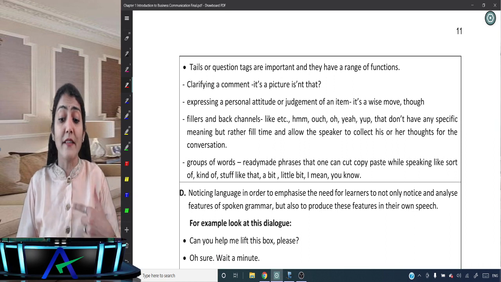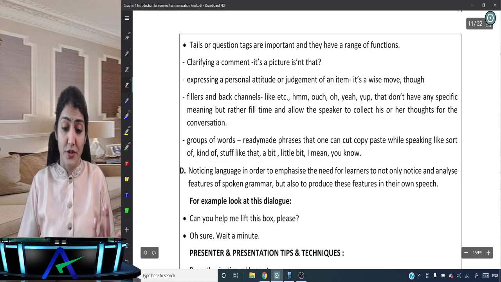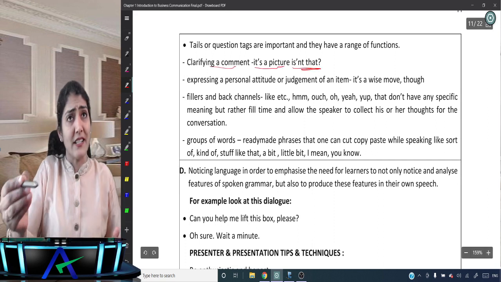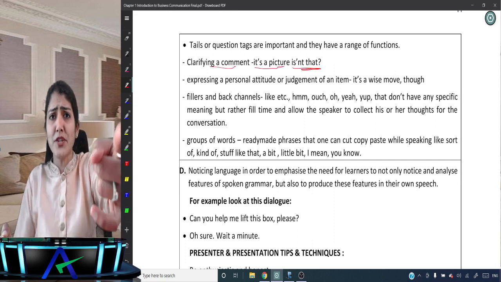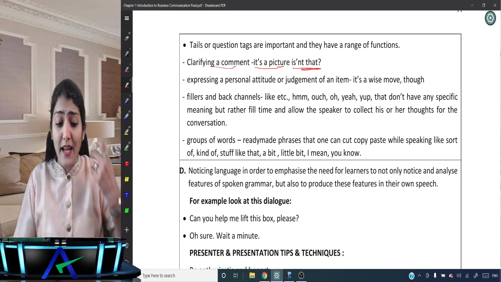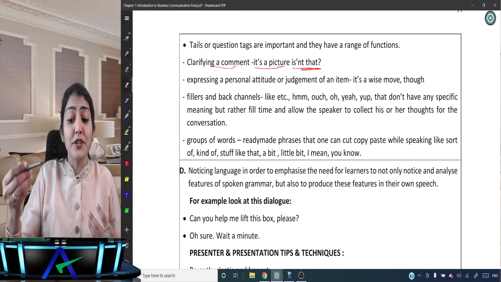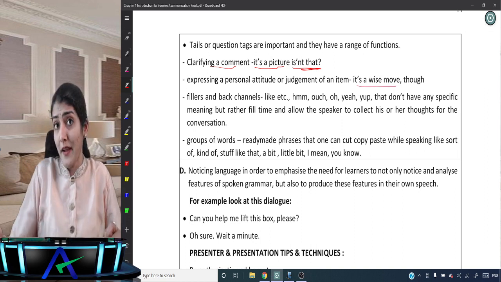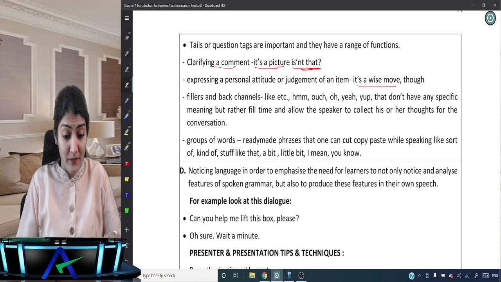Tails or question tags are important and they have a range of functions. For example, clarifying a comment: it's a picture, isn't it? And so I'm clarifying. It's a picture. Or is it a real picture? Or it's just a picture, isn't it? They also express a personal attitude or a judgment of an item. It's a wise move, though. It's a wise move. Good decision you've taken.